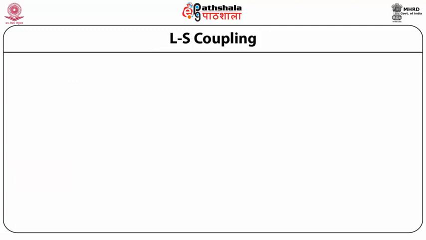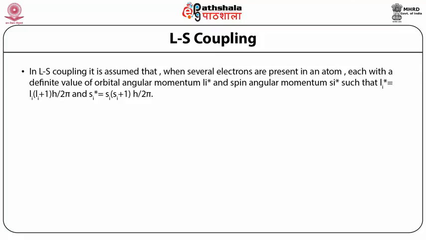Coming to LS coupling, in LS coupling it is assumed that when several electrons are present in an atom, each has a definite value of orbital angular momentum Li star and spin angular momentum Si star, such that Li star is equal to the root of Li into Li plus 1, times h cross, and Si star is equal to the root of Si into Si plus 1, times h cross.